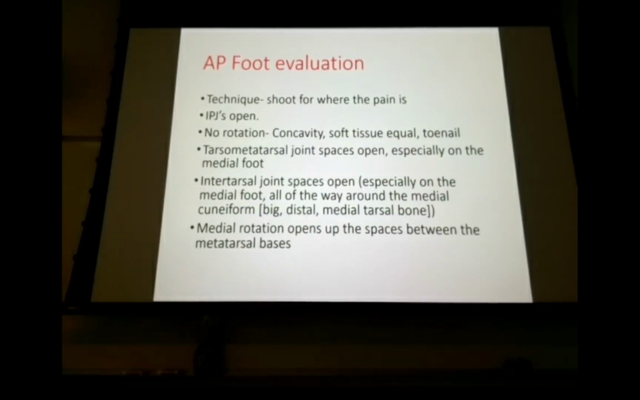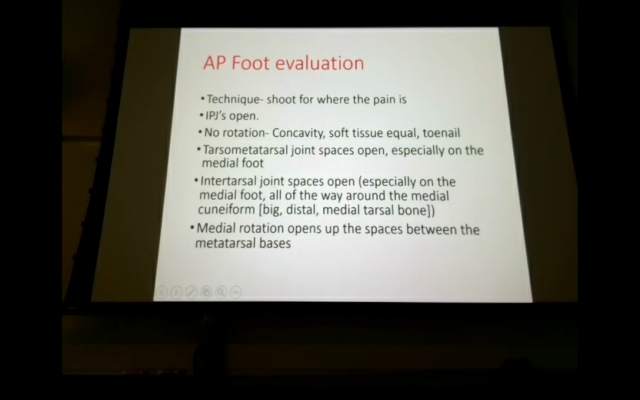So shoot for where the pain is. Interphalangeal joints should be open, no rotation. All the things that we looked at before, and even in hands, we're going to look at all those same things. Toenail, lesser than everything else. All your joint spaces should be open. Your interphalangeal and your metatarsal phalangeal joint spaces should be open.